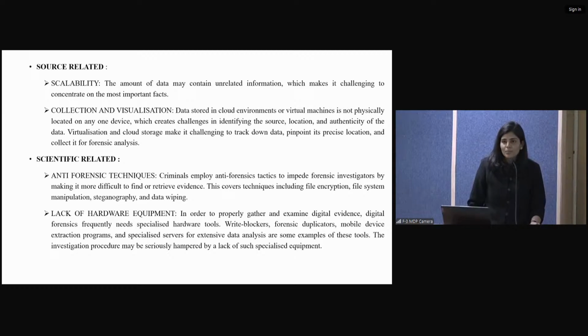So criminals employ anti-forensic tactics to impede forensic investigators by making it more difficult to find or retrieve the evidence. Lack of hardware equipment: in order to properly gather and examine digital evidence, digital forensics frequently needs specialized hardware tools, which are very costly. So basically, it becomes very difficult.